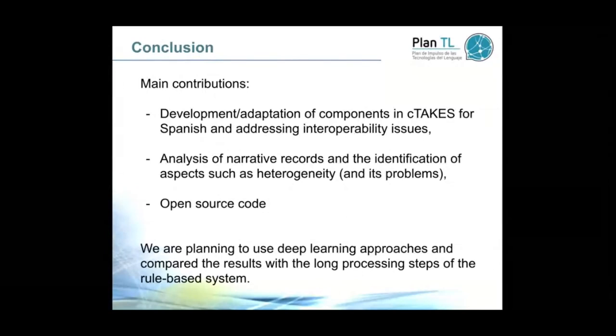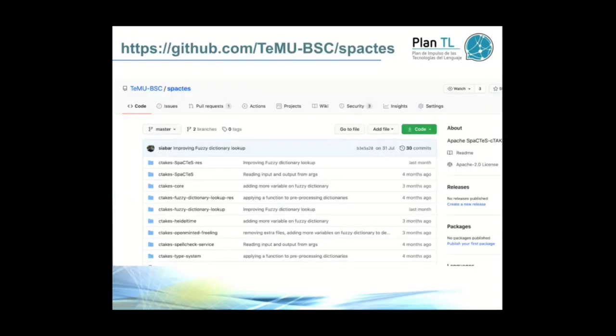We are using deep learning approaches, and we want to compare the results with the natural language processing step for the rule-based systems. Because for some variables it is very easy to do with rule-based systems, since it's easy to find a pattern. But for some of them it's very hard, as you saw in the last slides, where the accuracy was low. So we want to use the deep learning approach to see how it's going to be. And this source is also available on our GitHub, and you can have access to it easily.